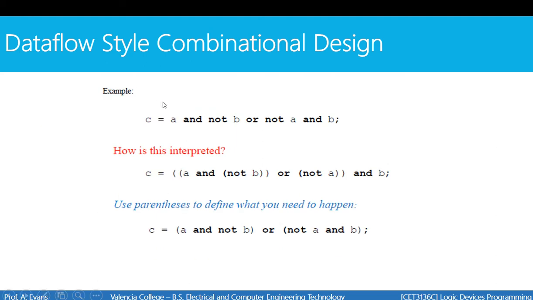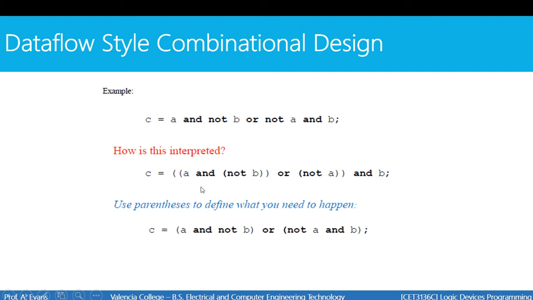So here's an example. Let's say that I have a signal C. C is going to be the value of A and not B, or not A and B. If you type your code exactly like this, it's going to be evaluated left to right with not having precedence. So, for example, it'll do A and not B. So first B will be inverted, and then A will be ANDed with B. And then the operation will continue from left to right. So if that's not what you intend when you're writing your code, you must use parentheses to define what you need to happen.